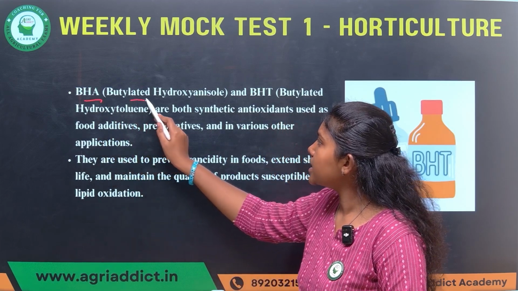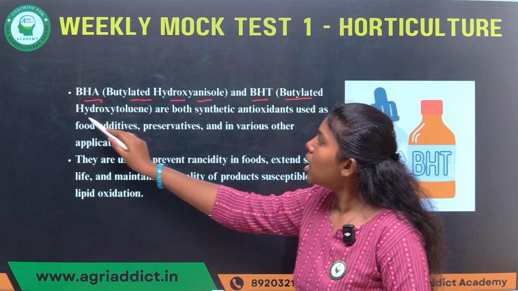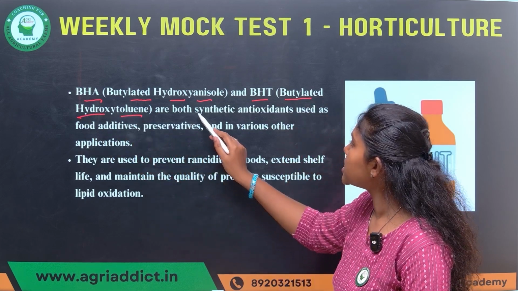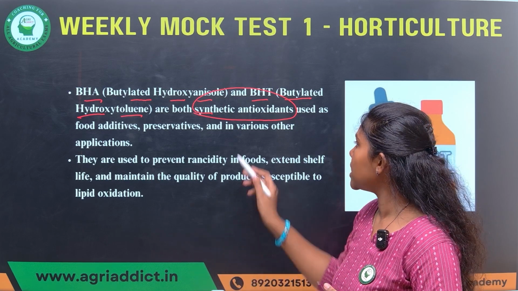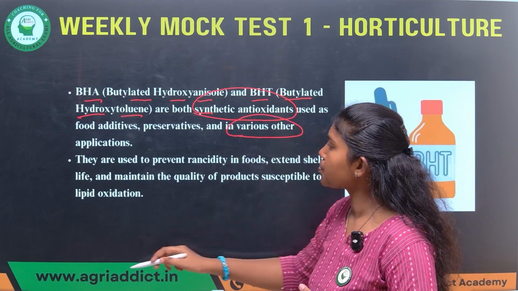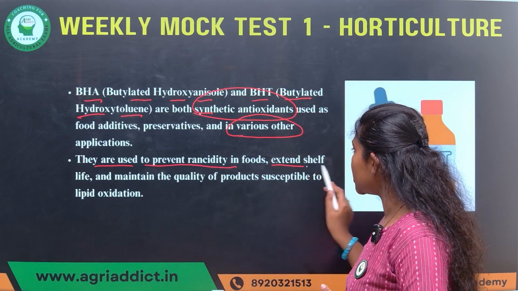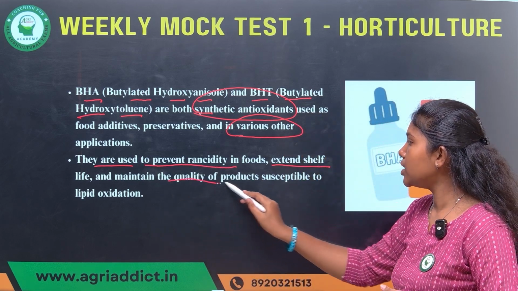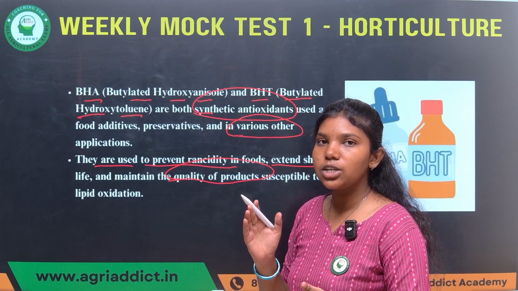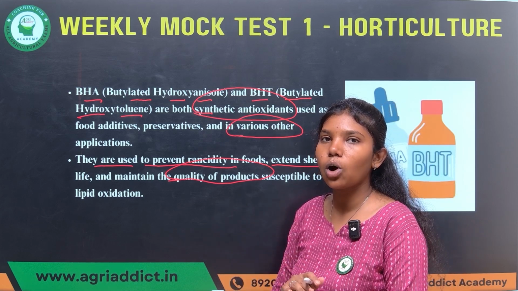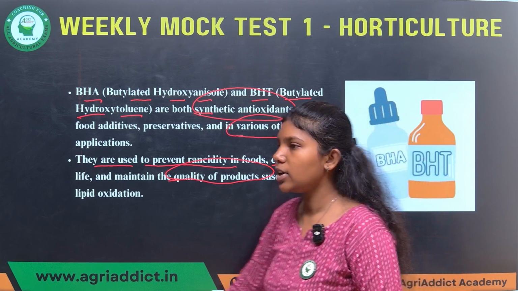BHA, butylated hydroxyanisole, and BHT, butylated hydroxytoluene, are both synthetic antioxidants used as food additives, preservatives in various other applications. They are used to prevent rancidity in foods, extend shelf life, and maintain the quality of the products susceptible to lipid oxidation. These are the antioxidants used in food preservation to avoid oxidation and increase their shelf life. We'll go to the next question.